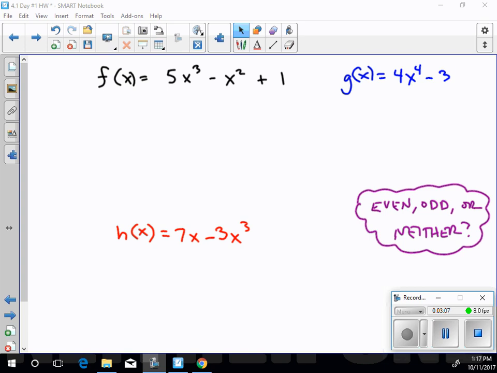I've given you a head start here, so I'm going to go ahead and get started on each of the 3. You can keep working along with me. I'm going to work silently for those of you at home. All I'm going to do is plug in a -x to each of these functions and see if I get the original function out. If I get the original function out, which type is it? Even. If I get the opposite of the original function, it is what? Odd. And if neither of those 2 things happen, then it's neither. So here I go.